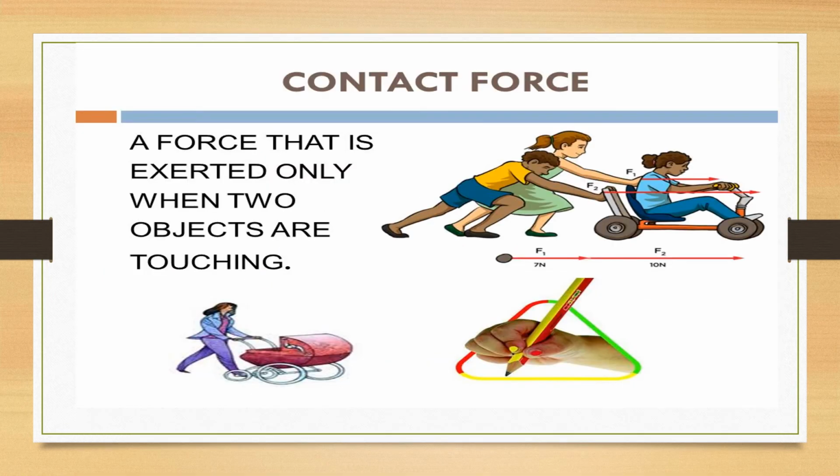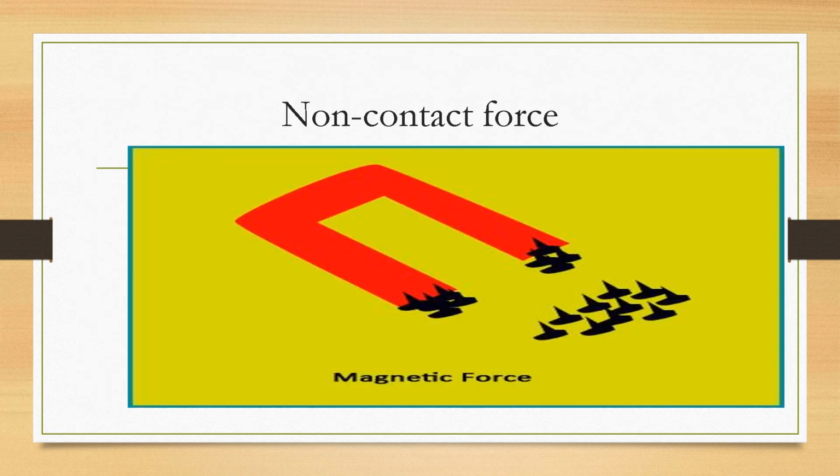You can see the pictures here. The children are pushing the cart, and that is an example of the muscular force. And when you are writing with a pencil or pen, that is possible because of the frictional force. We'll study more about the frictional force in the next lesson.